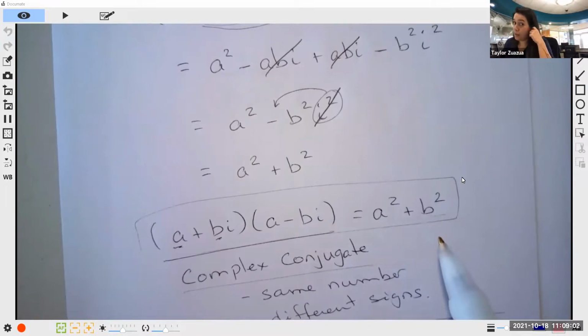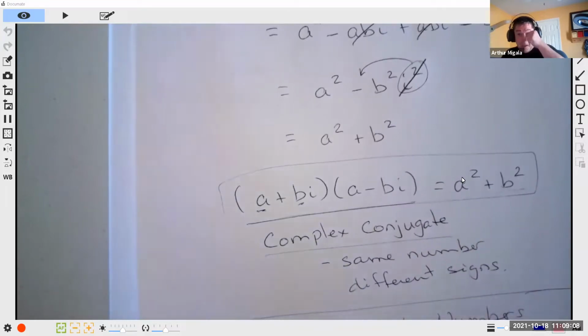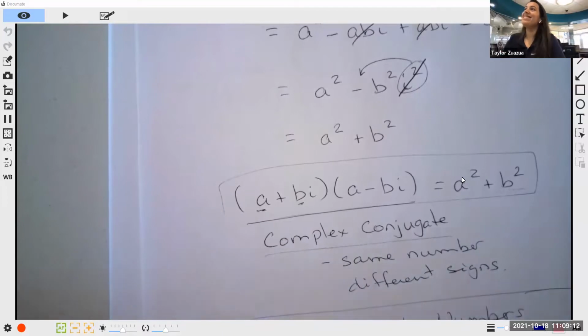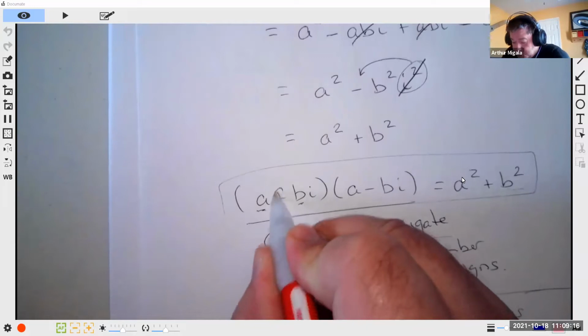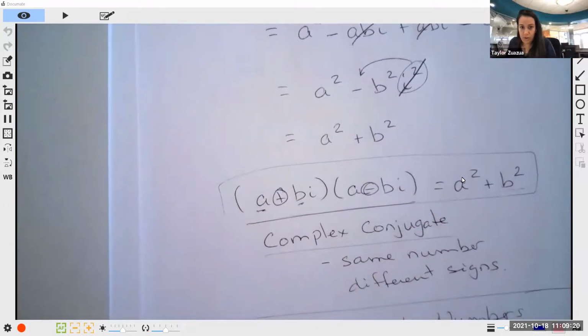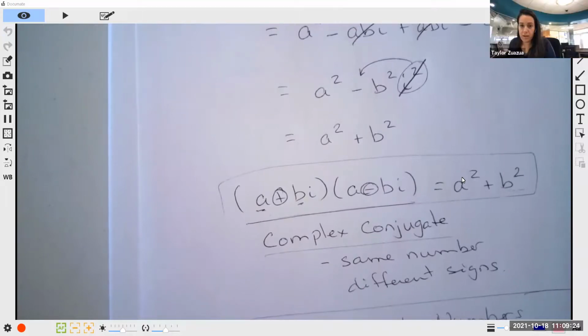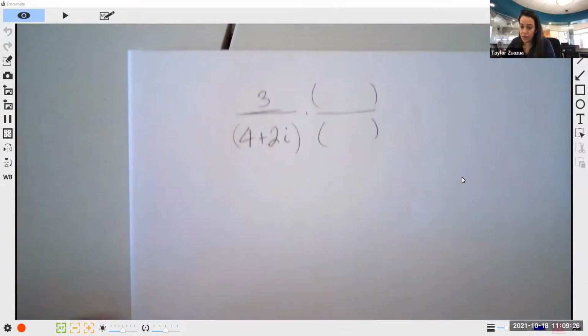No, it did not. So we multiply by the conjugate. We multiply by the complex conjugate. Multiplying is just changing the sign in front of the i. Okay, change the sign of the i.